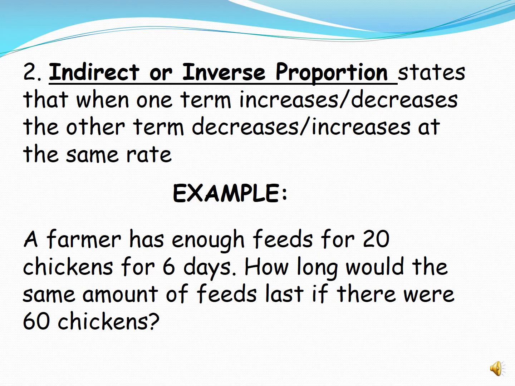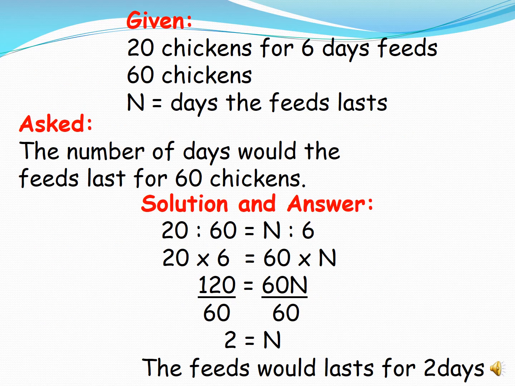Number 2. Indirect or inverse proportion states that when one term increases or decreases, the other term decreases or increases at the same rate. Example, a farmer has enough feeds for 20 chickens for 6 days. How long would the same amount of feeds last if there were 60 chickens? Given 20 chickens for 6 days feeds, 60 chickens, n is days the feeds last. Ask, the number of days would the feeds last for 60 chickens.